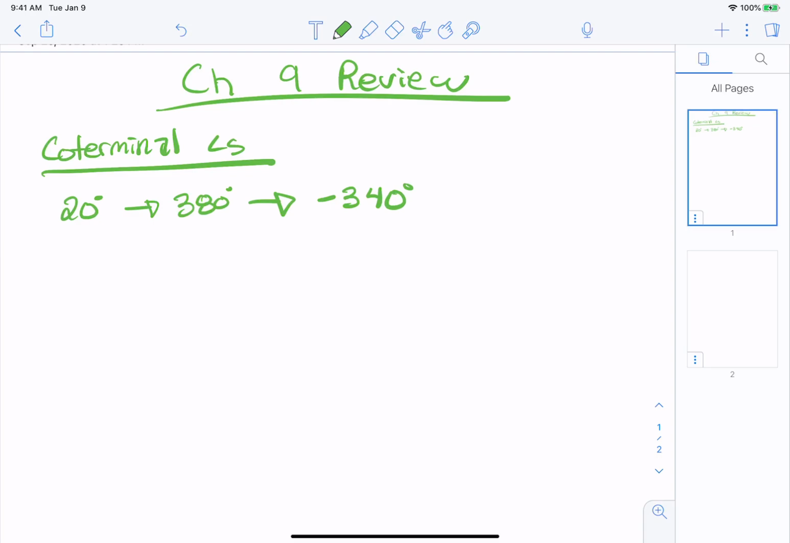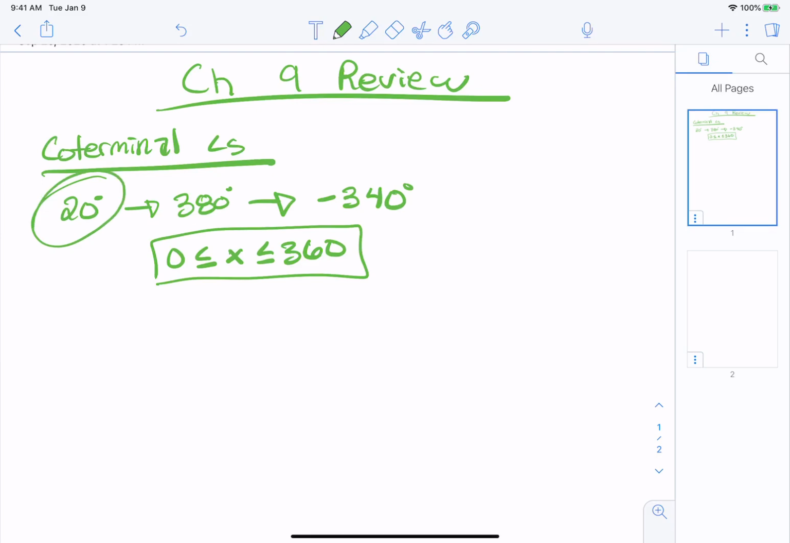Now, if I ask specifically for the one that has these requirements, which one are you going to do? If I ask specifically for these requirements, that my angle has to be between 0 and 360, which one are you going to give me? One that's between that, which is which one up there? Probably 20. Yeah. So specifically, you're going to give me 20, okay? Because there are an infinite number of coterminal angles. So I will ask you specifically for the one that's in this interval, okay?